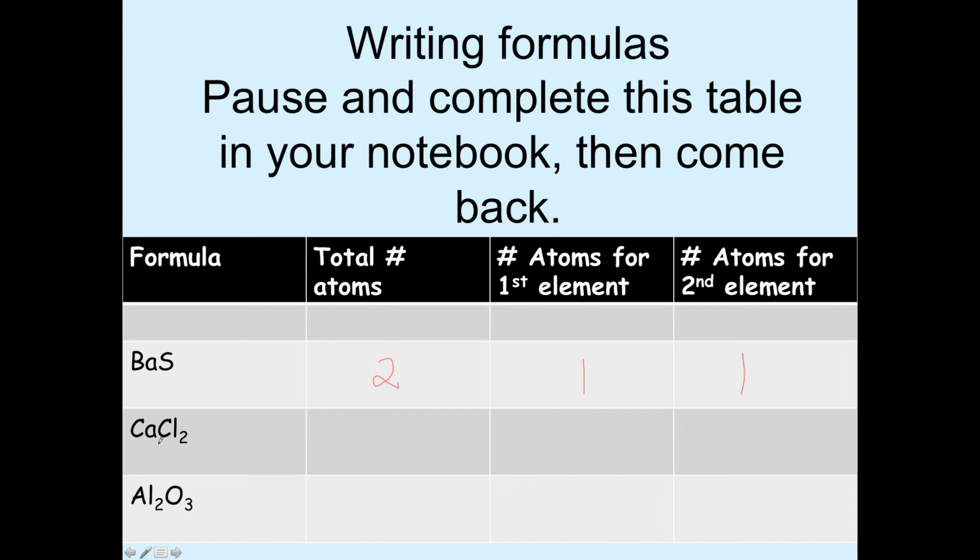Here we have no subscript by the calcium, so that's a 1. There's 1 calcium atom, and ion actually, but we'll call them atoms for now. And then here there's a subscript 2, so there's 2 chlorines. And so there's a total of 3. And then over here we have 1 calcium, and we have 2 of the chlorine. Here we have aluminum and oxygen. And again, notice this is Al, and the l is lowercase. The A has to be capital. And there's 2 of these and 3 of these, so altogether there's 5 atoms altogether, and there's 2 here and 3 here. Does that make sense?